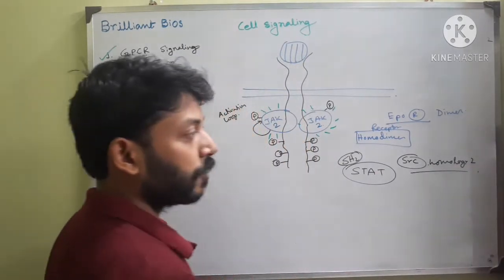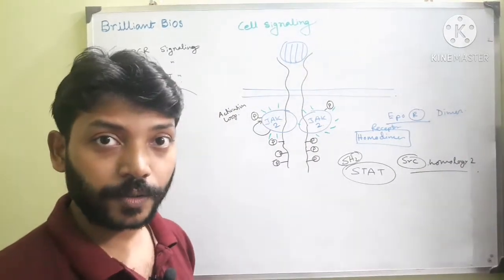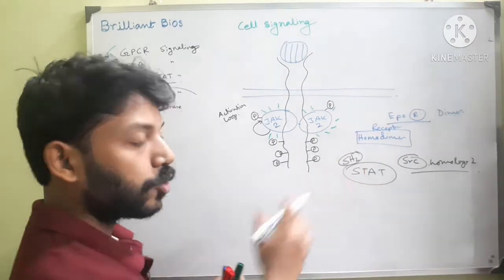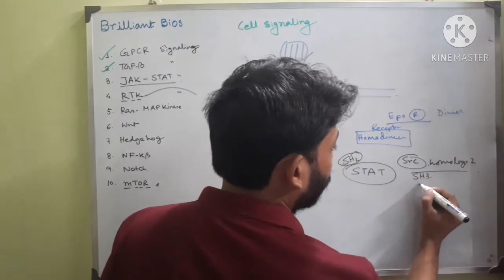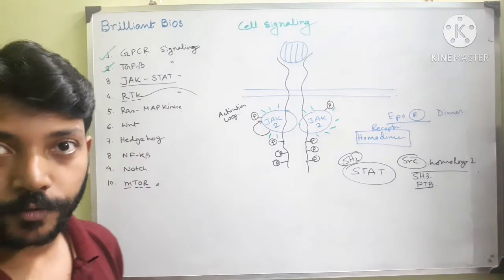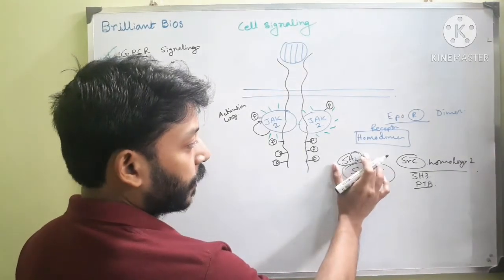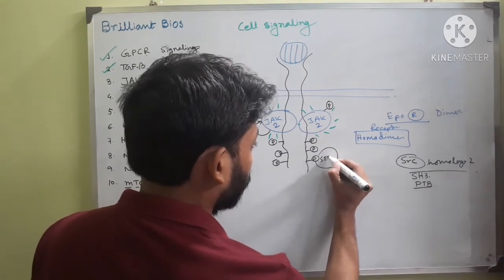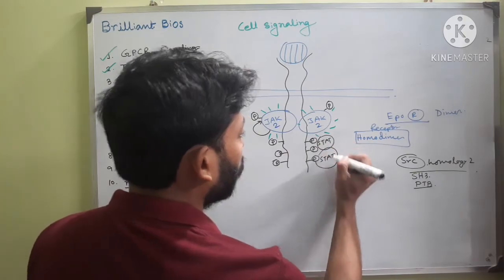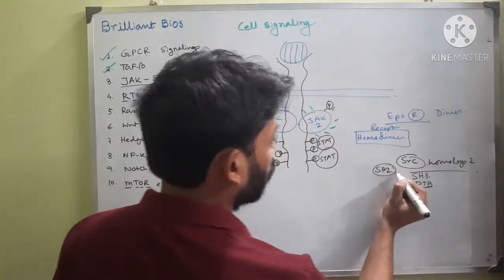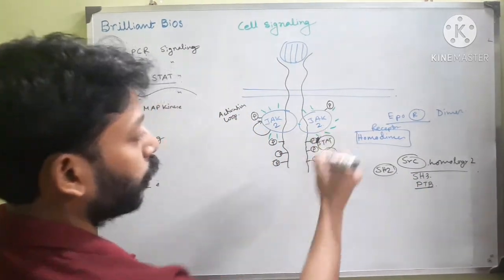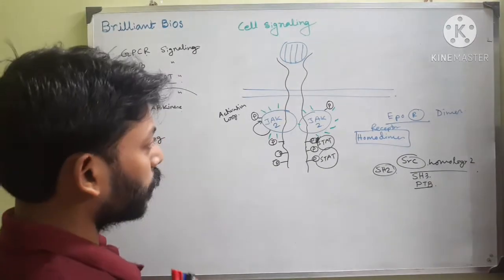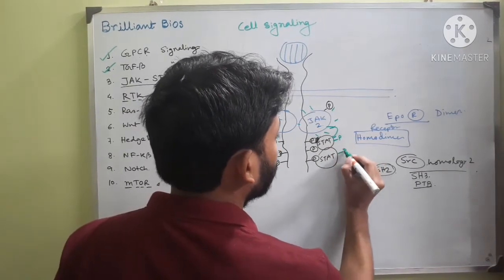There are different types of domains that can bind with the phosphate of phosphotyrosine. When tyrosine gets phosphorylated, there are domains that can bind this phosphate group. One is the SH2 domain, and there are also SH3 and PTB domains that can bind phosphotyrosine. So the STAT protein has an SH2 domain that binds with this phosphate group, and STAT gets attached to the receptor through the SH2 domain. Remember this, Src homology 2. Then the JAK protein has the opportunity to phosphorylate this STAT protein at a particular site.